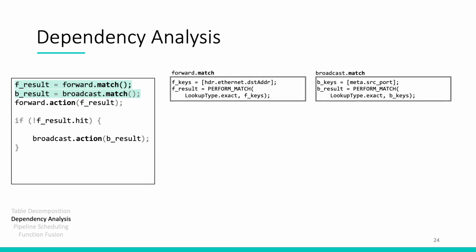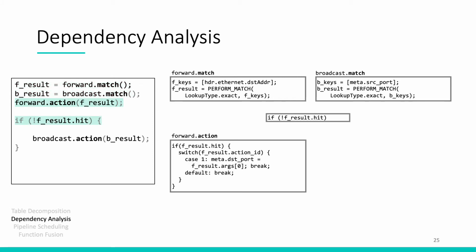The next step is dependency analysis. The PSDN compiler follows traditional data and control dependency analysis. The figures show which variables are used and modified in matches and actions. First, looking at the forward match and following functions. The forward action and if statement use f_result, so the two functions are data dependent on the forward match.